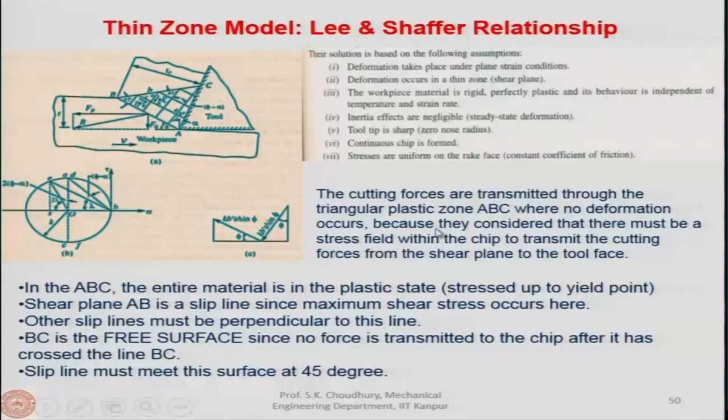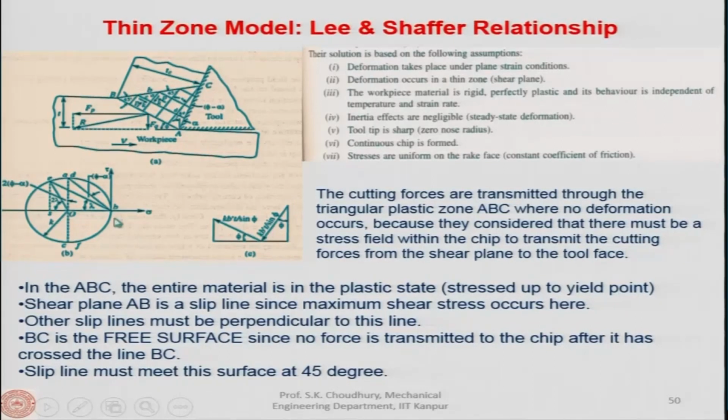But here we are saying that force is going through a plastic zone where the deformation has already taken place. This is the assumption that Lee and Shaffer have made, because they considered that there must be a stress field within the chip to transmit the cutting forces from the shear plane to the tool face. I already explained that the force cannot be deteriorated, reduced or lost. Therefore, it has to go through a plastic zone where deformation has already taken place.